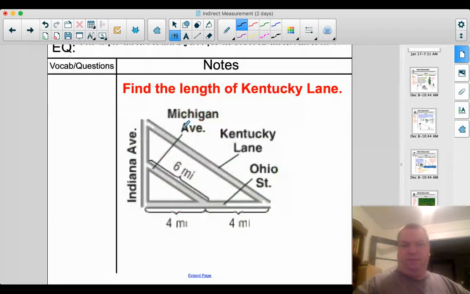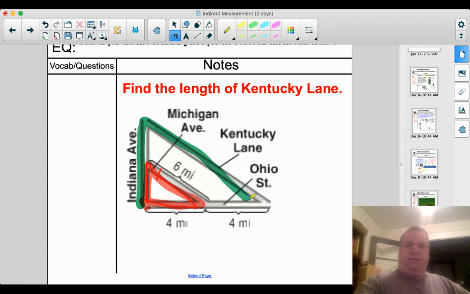All right, let's do one more together. Find the length of Kentucky Lane. This is where we've got to be real careful. Again, I'm going to highlight in different colors the two triangles so you can see them. So here's the small triangle in red. Let me do that a little better with the highlighter. Highlight in red. So there's the small triangle. The big triangle, let's do it in green, right here.